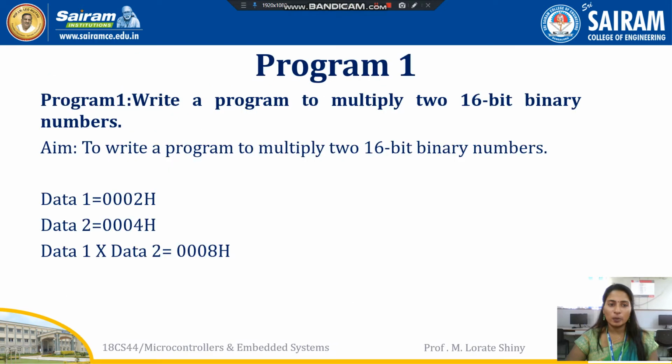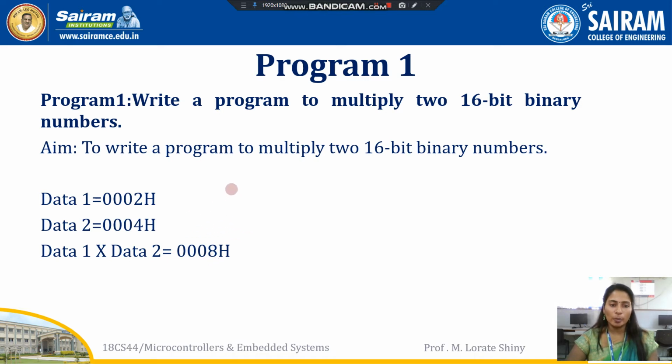We'll move to the first program. Program 1: write a program to multiply two 16-bit binary numbers. Here we are going to take two 16-bit hexadecimal data. Data 1 is 0002, data 2 is 0004. We have to multiply these two data. When we multiply we will get 0008, which should be stored in some register.